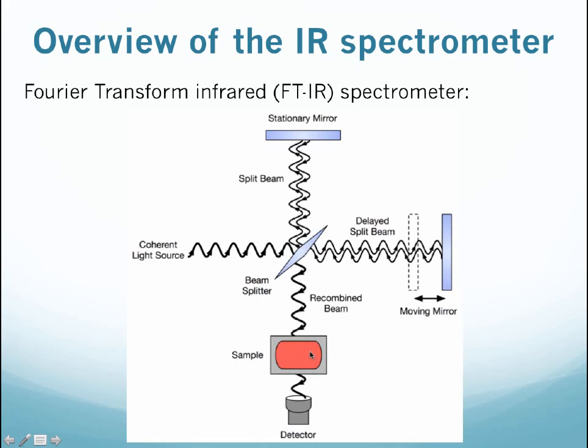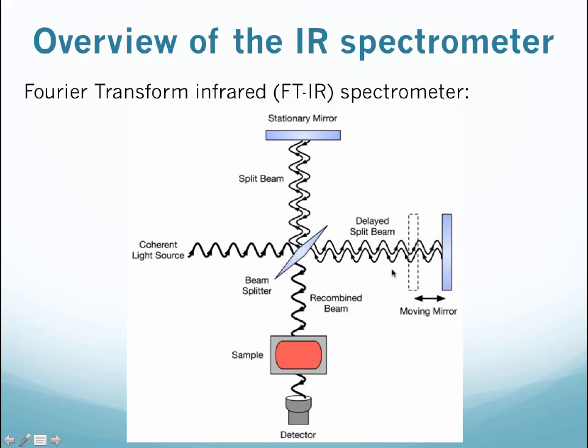Here's our sample, and down below the sample is a detector. There's also a light source that's going to get passed through that sample. What happens here is this light source first goes through a beam splitter. The light beam is split and goes to a stationary mirror as well as a moving mirror. After it bounces off the mirror, it comes back and these two beams recombine and go down through the sample.